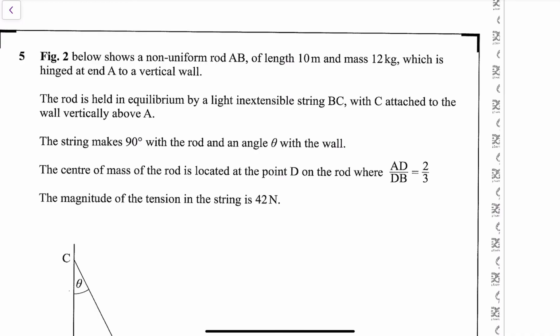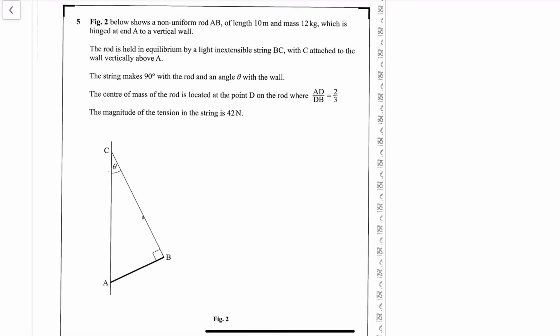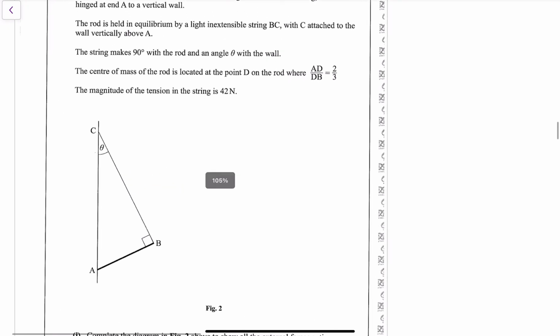The rod is held in equilibrium by a light inextensible string, BC, with C attached to the wall vertically above A. The string makes an angle theta to the wall. The center of mass of the rod is located at a point D on the rod where AD to DB is 2 to 3, and the magnitude of the tension of the string is 42. Right, let's mark on what we can. There's our string, that's 42.